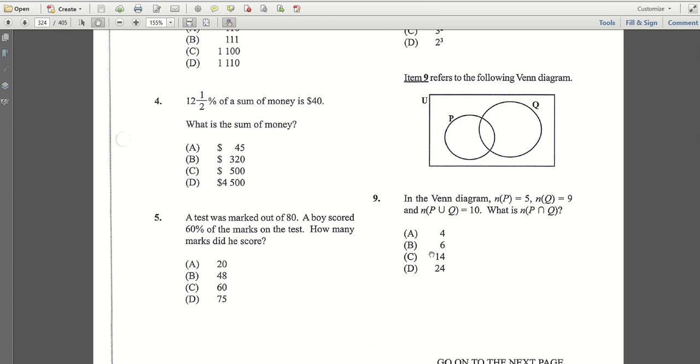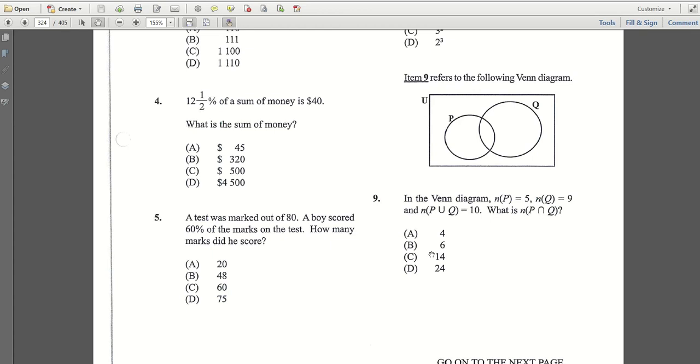Alright, item 9 refers to the following Venn diagram. In the Venn diagram, the number of elements for P is 5, the number of elements for Q is 9, and the union of P and Q is 10. What is the intersection of P and Q? We have done this about 2 other times. We know that the union is equal to P plus Q minus the intersection.